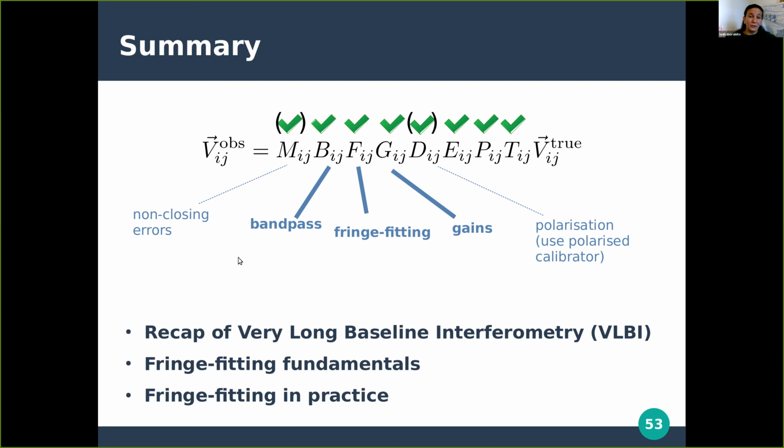So today we've gone through a brief recap of what very long baseline interferometry is. We talked about fringe fitting fundamentals and fringe fitting in practice.